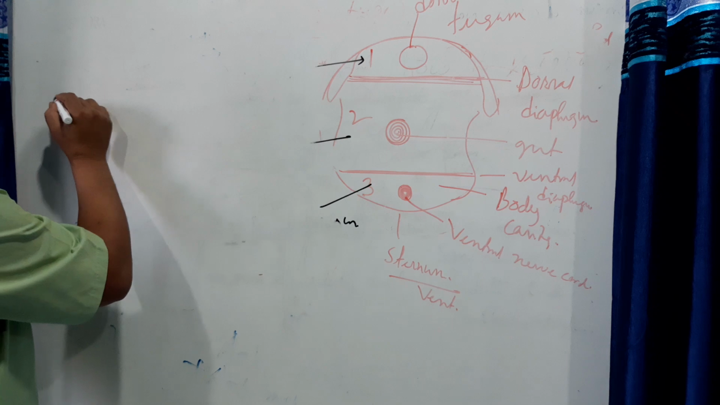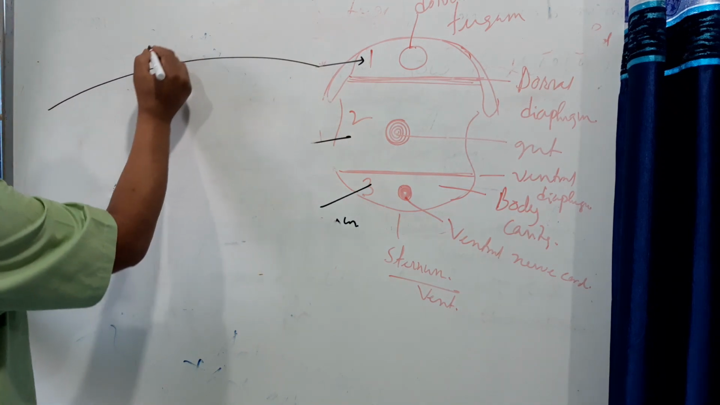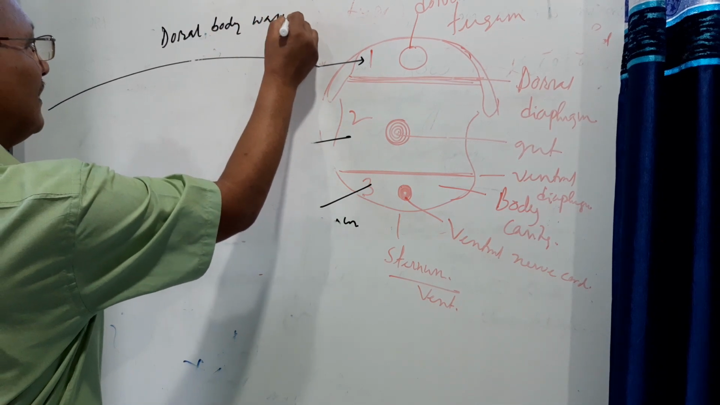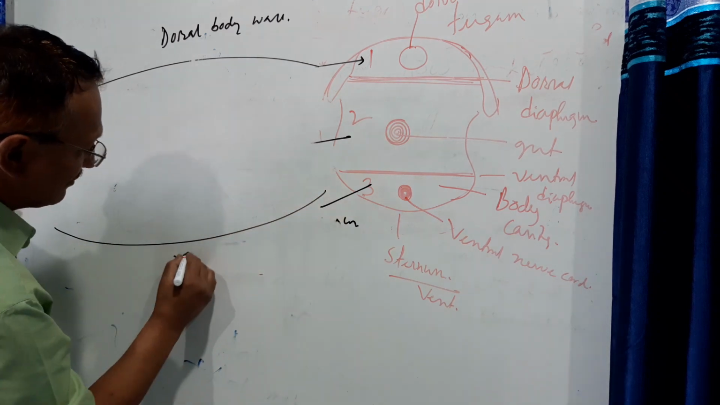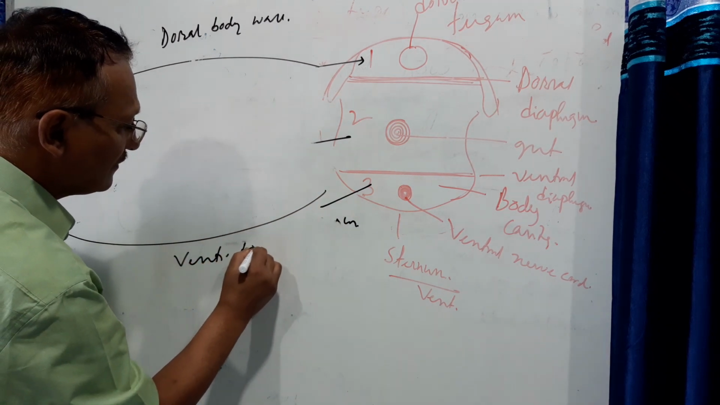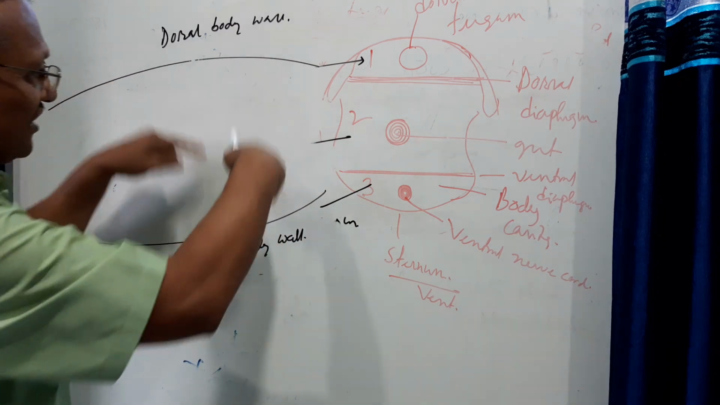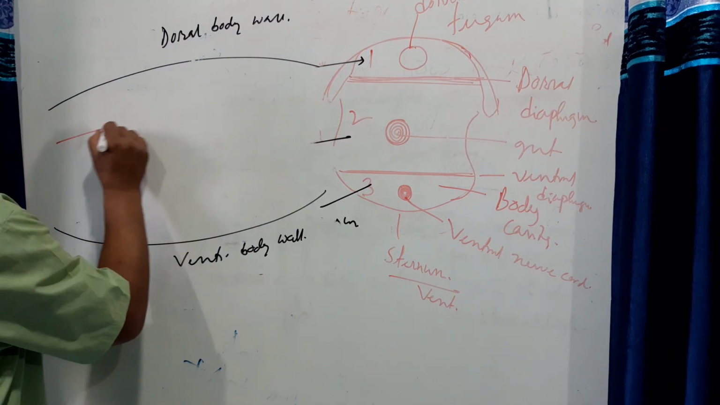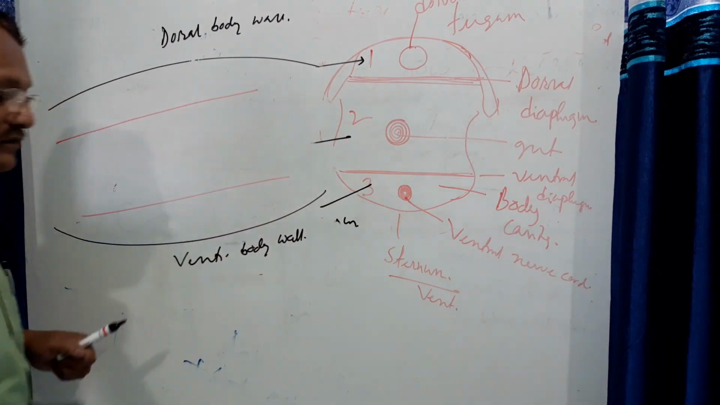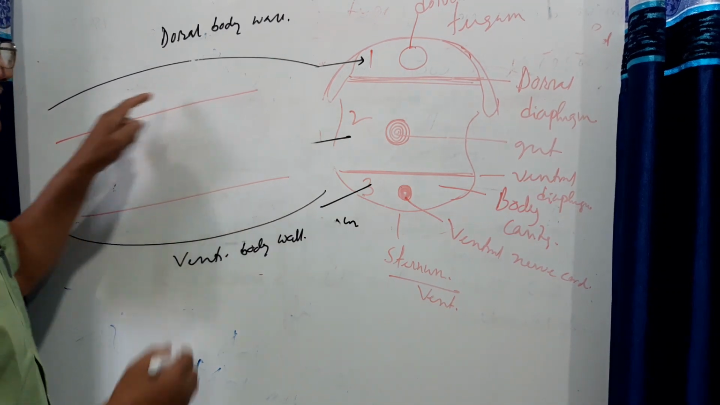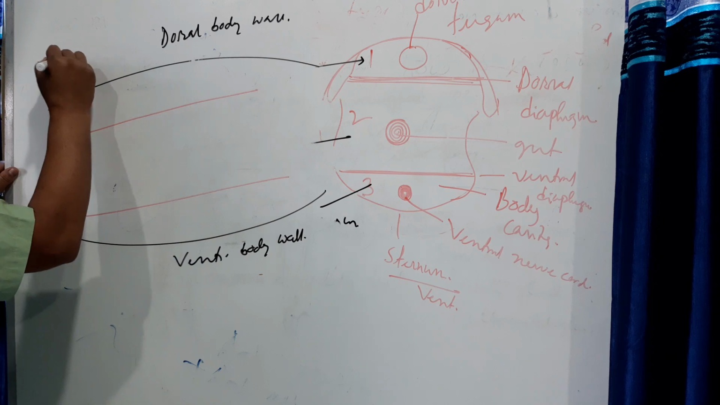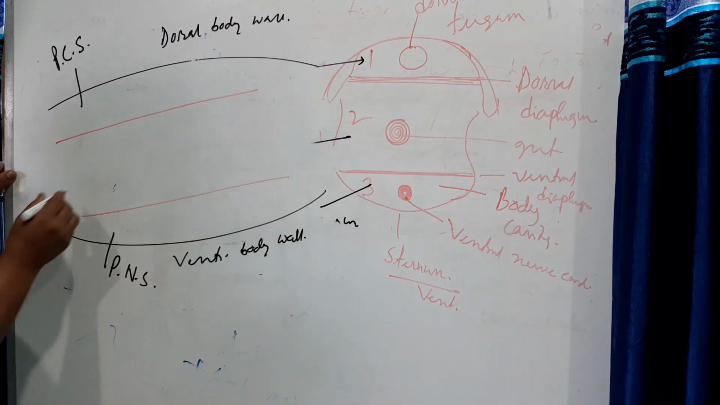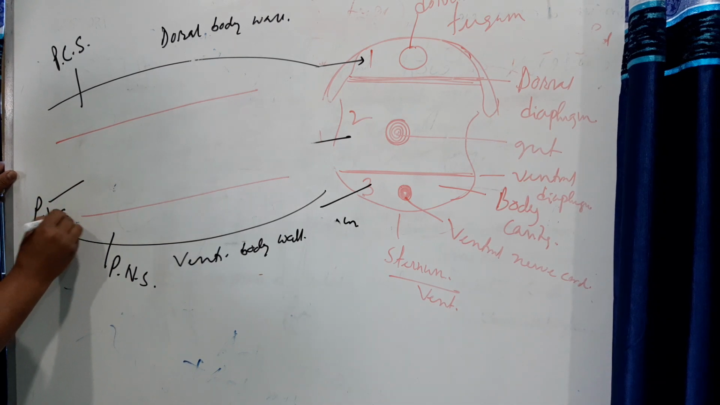So you see, suppose this is the dorsal side, the dorsal body wall, and this is the ventral body wall. It is the insect's body. This is the pericardial sinus. It is the perineural sinus, and it is the perivisceral sinus.